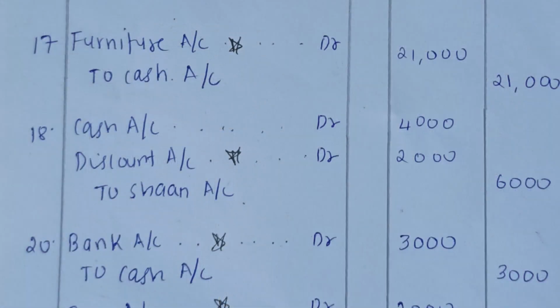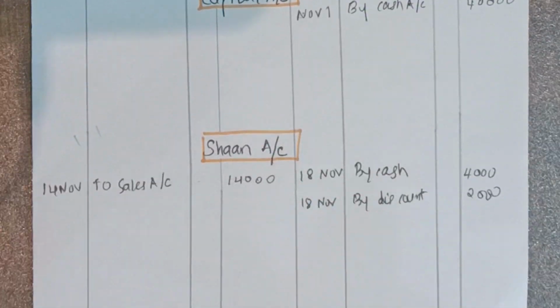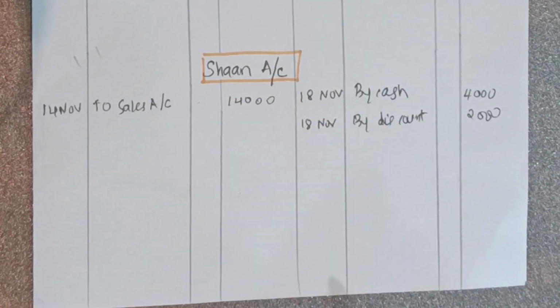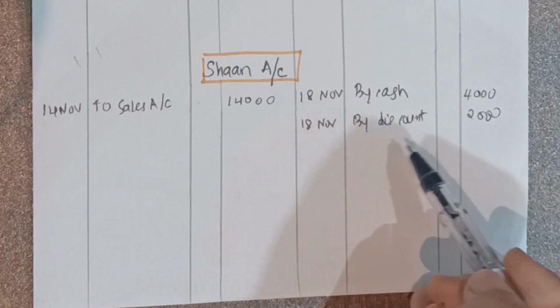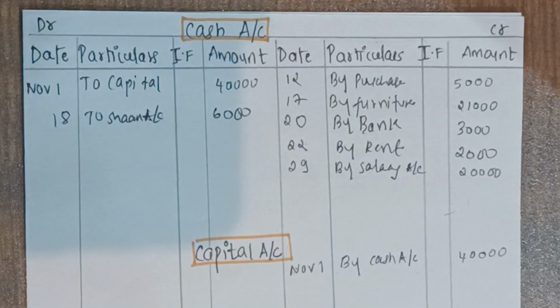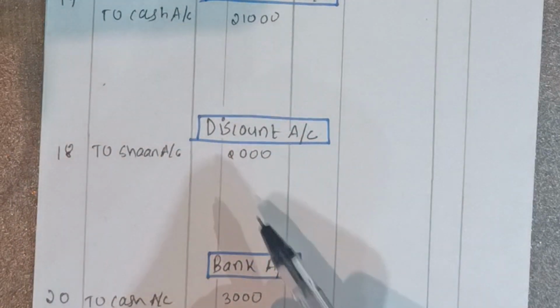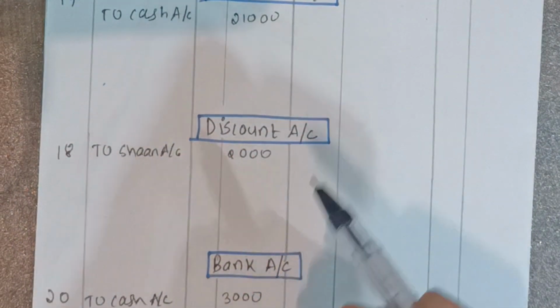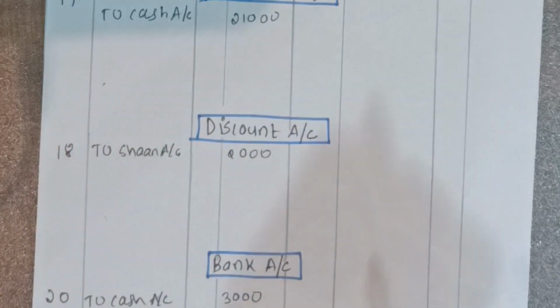So let's start with our fifth transaction. We can see that cash and discount account is debited and Shan account is credited. So what we'll do is that in Shan account we have to write cash and discount account. So the date is 18 November, by cash 4,000 and the same date by discount 2,000. So in the cash account we have to write on the debit side to Shan account 6,000. After this we also have to record it in the discount account, because 2,000 is the total amount of discount that is actually allowed. So instead of discount, what will we write? We will write to Shan account.